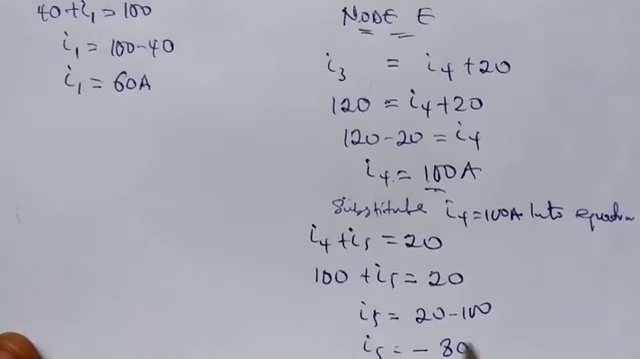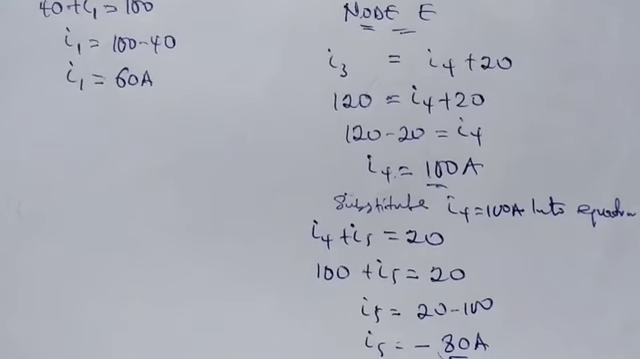Now the negative is telling me that I5 is going in the wrong direction, right? So we need to change the direction of I5. So instead of it pointing towards joint F, it should be pointing away from joint F. Is that taken now?